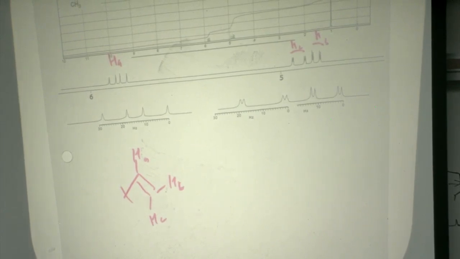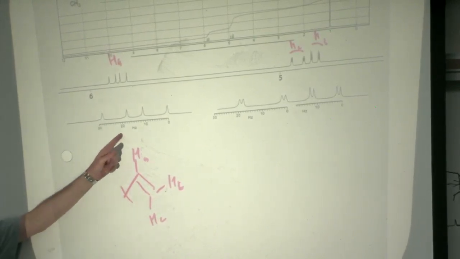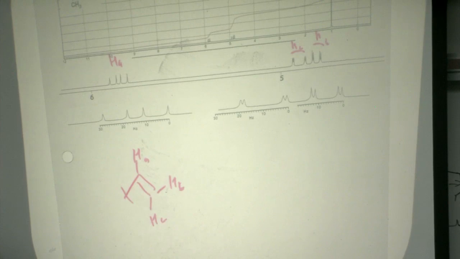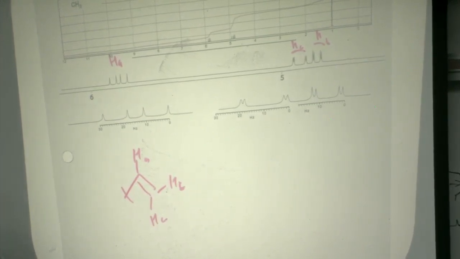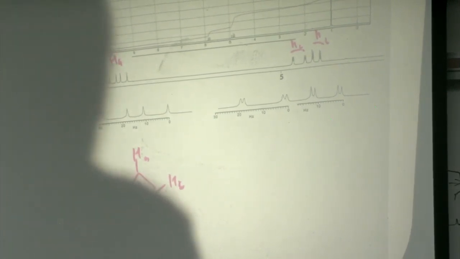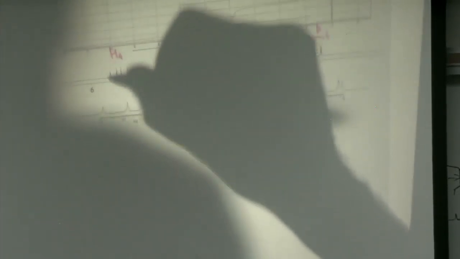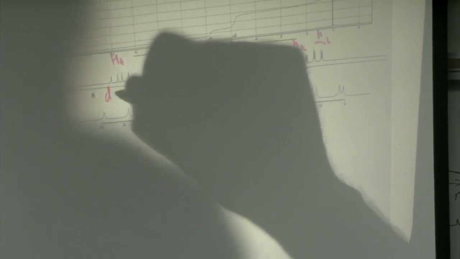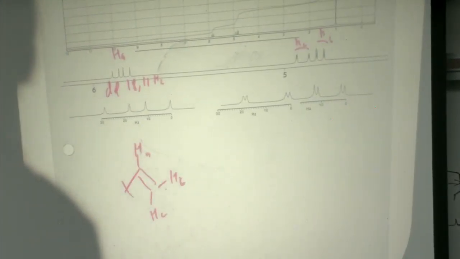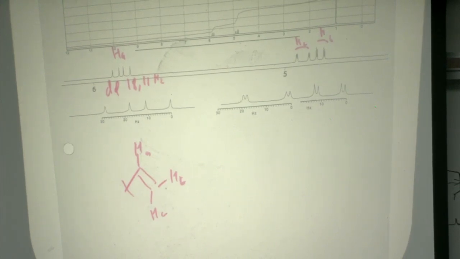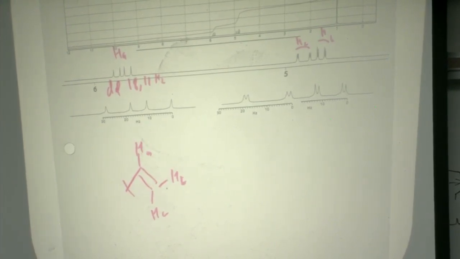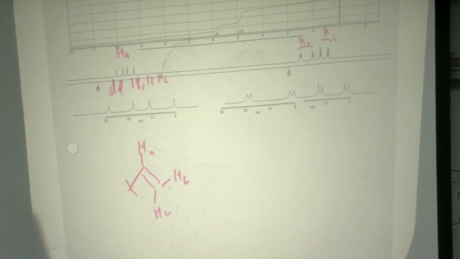All right, so who wants to tell me what you got for the two J's in HA? 18 and 11. Sounds about right. Okay, so HA is a DD with 18 and 11 hertz. Here would be a good example of where we probably couldn't report more accurately than the nearest hertz because we simply don't have the resolution.